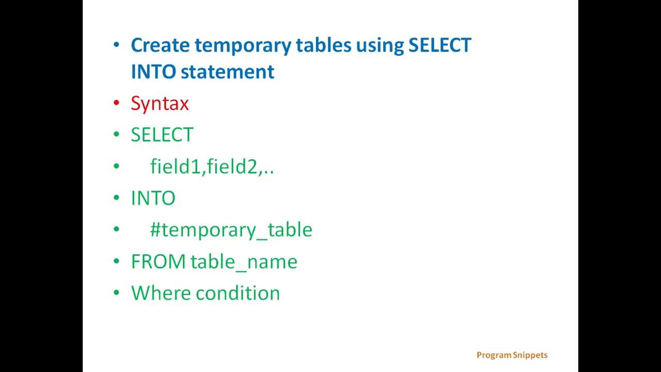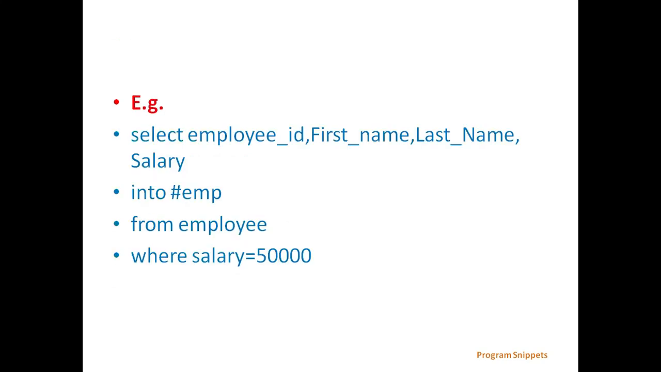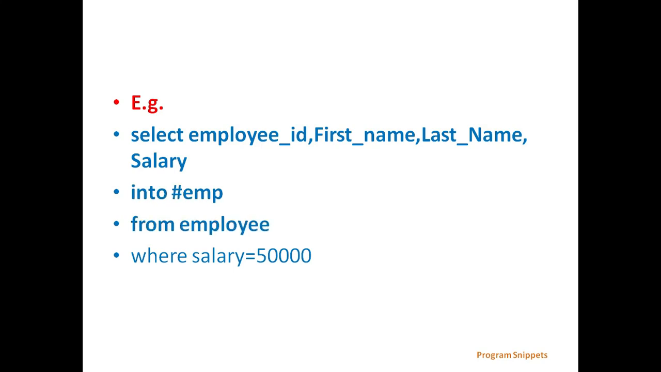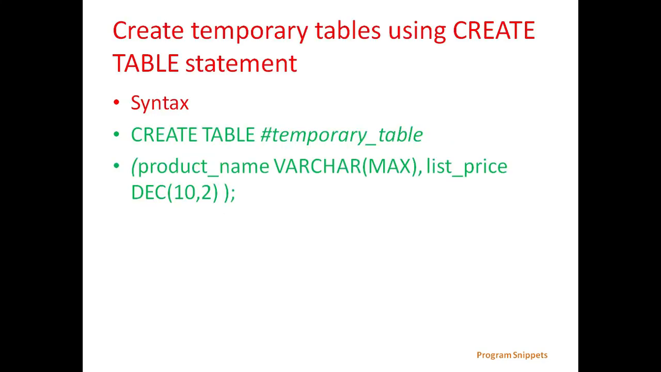First we will see creating a temporary table using select into statement. General syntax is select field 1, field 2 into temporary table name with hash symbol from table name and where condition. For example, select employee ID, first name, last name, salary into temporary table EMP from employee where salary is 50,000. Here it will insert the fields employee ID, first name, last name and salary to the temporary table for employees whose salary is 50,000.